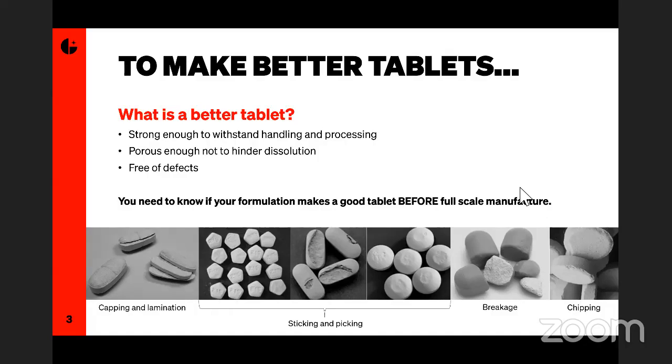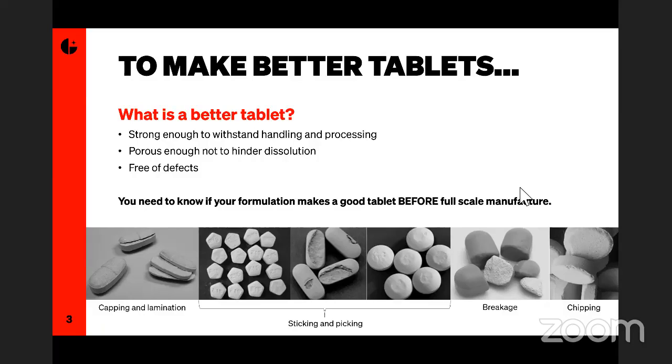But we also want our tablets to be porous. They need to be porous enough so that they're not hindering dissolution. We need dissolution to happen within a reasonable time frame. But something that's very porous will not be very strong, and vice versa. So there's always a trade-off happening there to try and make the best tablet.